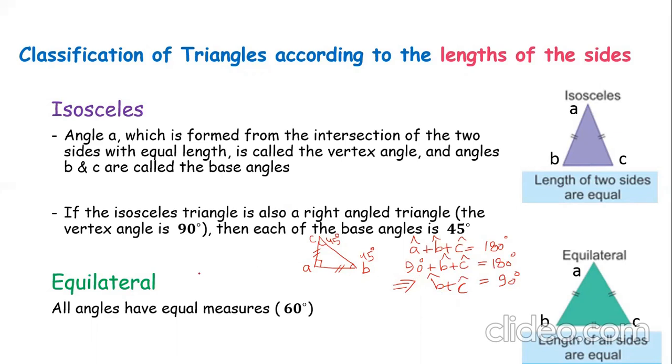Now let's take the case of the equilateral triangle in which all the sides have equal length. In this equilateral triangle, all angles have equal measures. Each of them is 60 degrees. And we can notice that 60 multiplied by 3 will give us, again, 180 degrees.